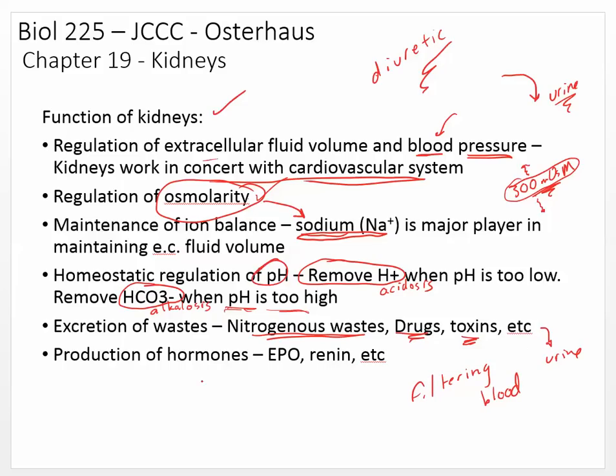Okay. And then the production of hormones. Now we're going to talk about that in this next section, but that's another thing that happens in the kidneys is hormonal control, hormonal production. Some hormones, obviously not all of them. Hormones are created all over the body, but the kidneys make some, and most of those are involved in something having to do with the cardiovascular system, blood pressure, something like that.